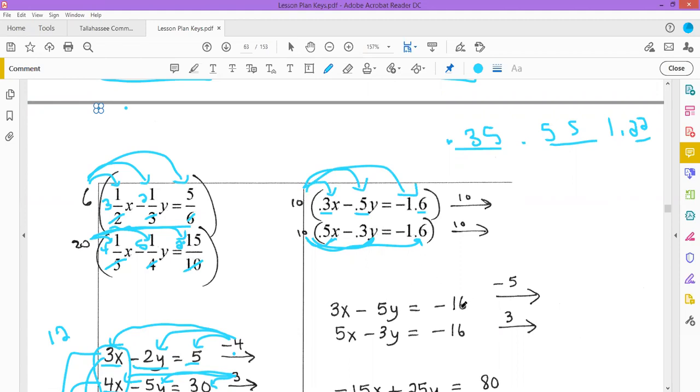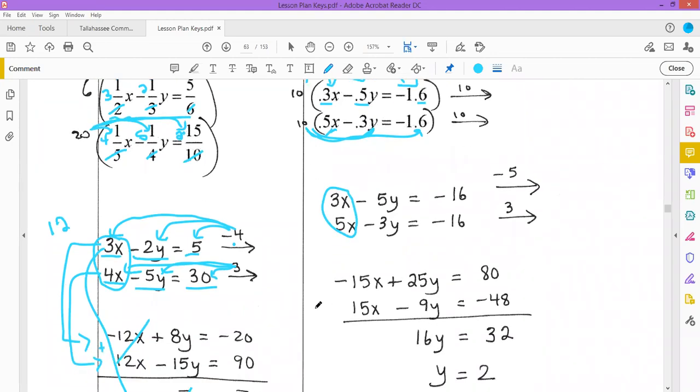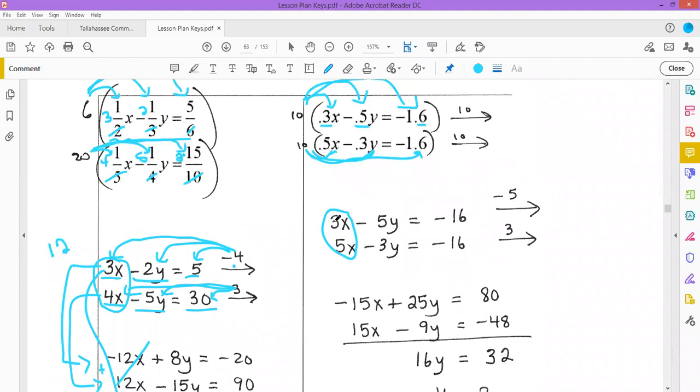gives us negative 16. For the second equation, 0.5x times 10 gives us 5x. Negative 0.3y times 10 gives us negative 3y. And negative 1.6 times 10 gives us negative 16. So we want to now eliminate our x terms. So we find our least common multiple between 3 and 5. In this case, it's 15.